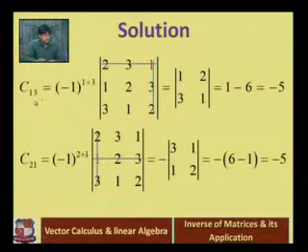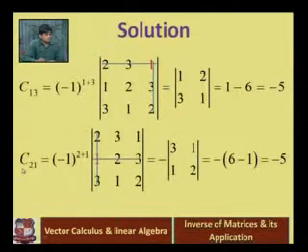C13, that is the cofactor of first row and third column, can be found by this equation, minus 1 raised to 1 plus 3 into minor of M13, that is given by deleting third column and first row, and we will get the result determinant 1 2 3 1, and this can be solved by cross product 1 into 1 minus 3 into 2, that is minus 6, is equals to minus 5.